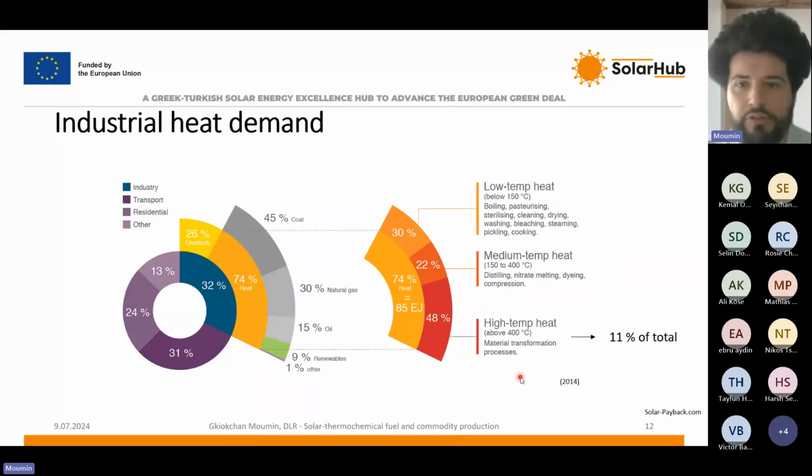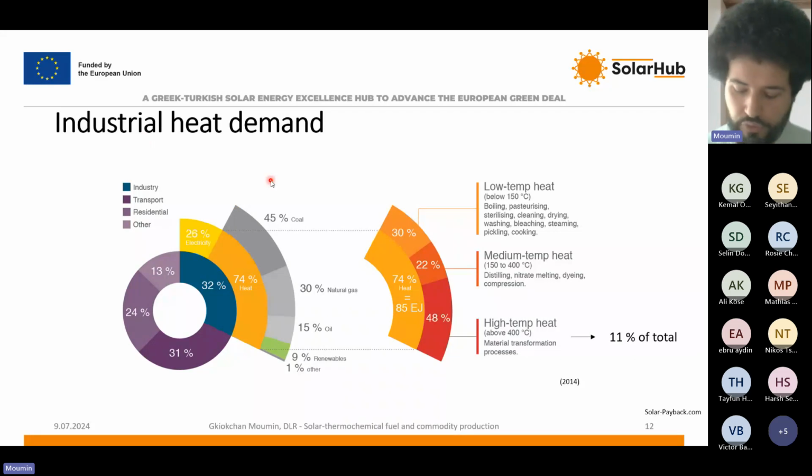So with CSP technology, as I've shown before, we can reach these temperatures. And the main question is what kind of design, what kind of receiver, and what kind of mirrors we use for the applications. Good, this was the intro to the heat aspect.